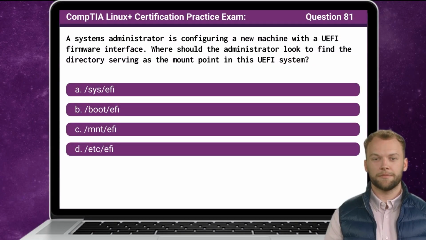Question 81. A systems administrator is configuring a new machine with a UEFI firmware interface. Where should the administrator look to find the directory serving as the mount point in this UEFI system?